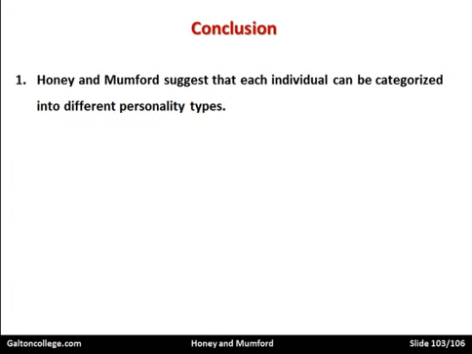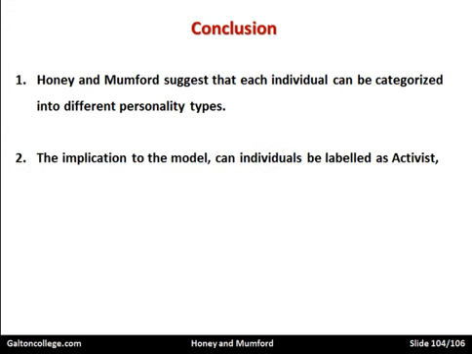So the conclusion. Honey and Mumford suggests that each individual can be categorized into different personality types. The implication to the model: can individuals be labelled as activists, reflectors, theorists, or pragmatists? So there are 4 types, and according to this approach, which is mainly based on the Kolb learning cycle, people can be categorized according to these 4 approaches.